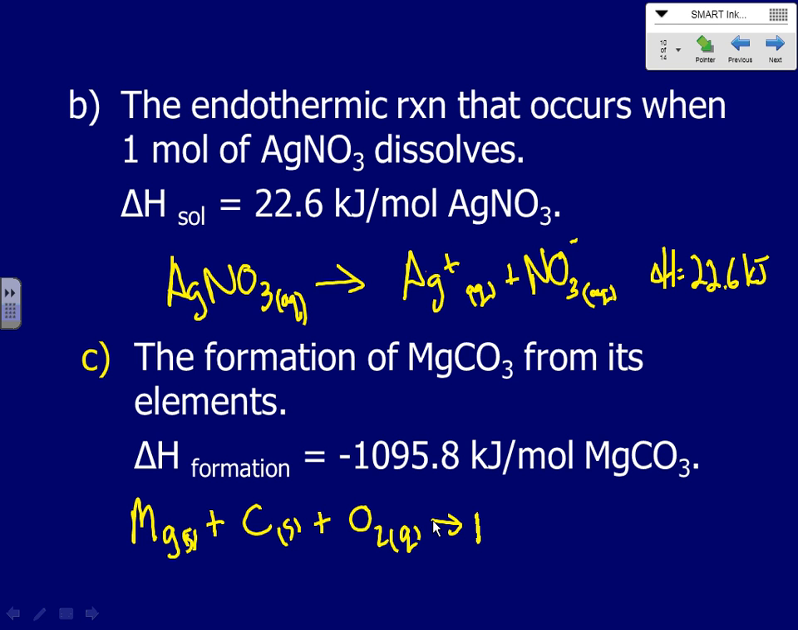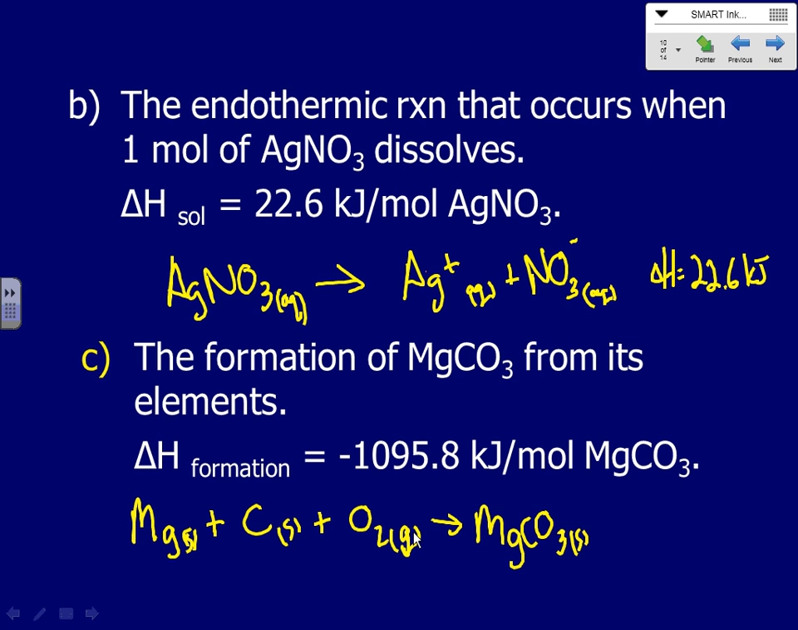And we're going to form some MgCO3, and that is going to be a solid. And so that's a formation reaction. We are building the compound from its elements in their standard states. And that's supposed to be a gas, not a Q, gas.